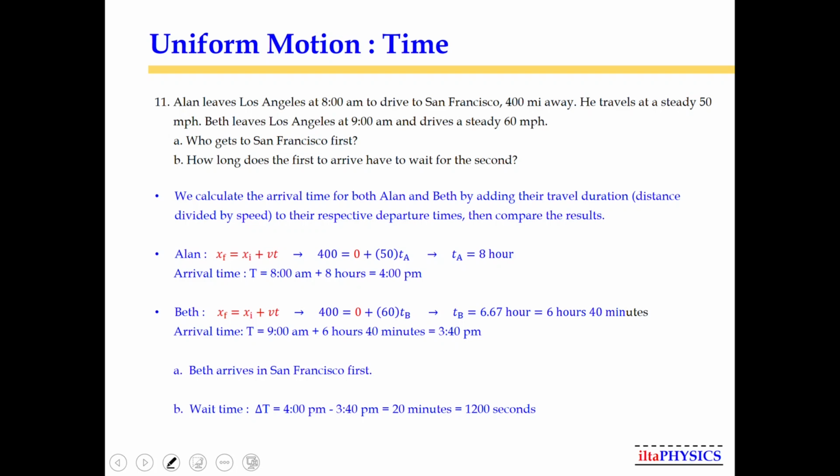Now let's get back to the problem. If we calculate for Beth the same way we did for Alan, her travel time is 6.67 hours. For convenience, if we express this in minutes, it's 6 hours and 40 minutes. So, her final arrival time is 3:40 p.m., considering her 9 a.m. departure. Even though she started an hour later, she arrived earlier because she was going faster. So, Beth arrives in San Francisco first, and the time difference is 20 minutes, which is 1200 seconds. Even though the formula used is very simple, please take your time to think it through and understand it.